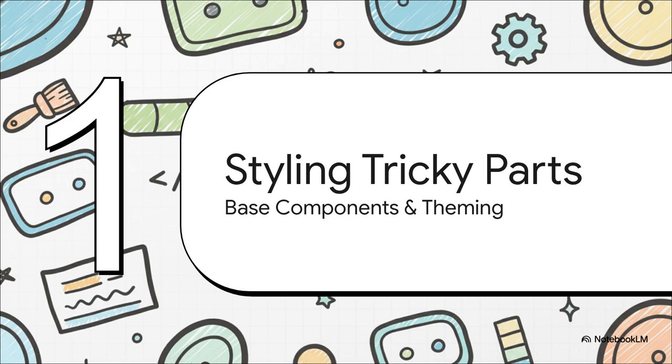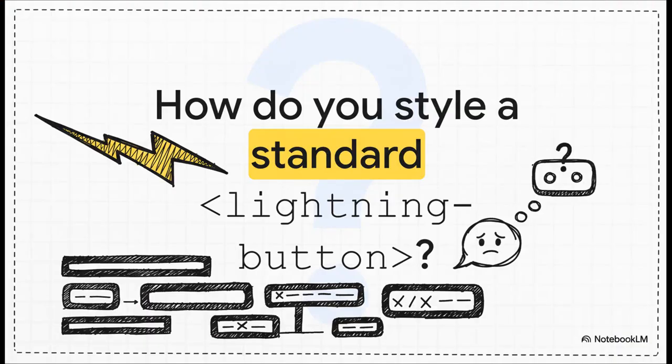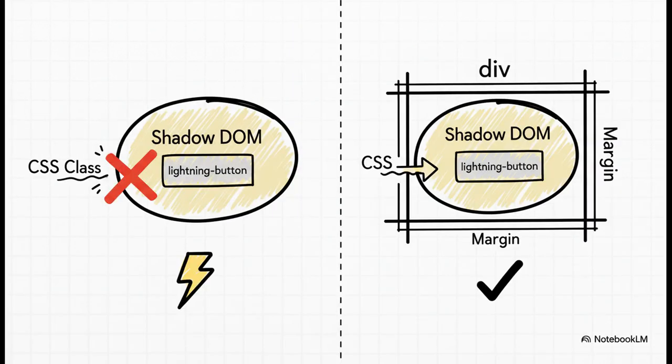Okay, so using SLDS on our own divs and paragraphs is easy enough. But what about the tricky parts? What happens when we have to style those standard Salesforce base components, or when we want to create consistent themes across our app? And this leads us to probably the number one question developers run into. How in the world do you style a standard Lightning button? You try to add a class, you try to add some CSS, and nothing. It just ignores you. Why? The answer, a little frustrating, is simple. You can't. Not directly, anyway.